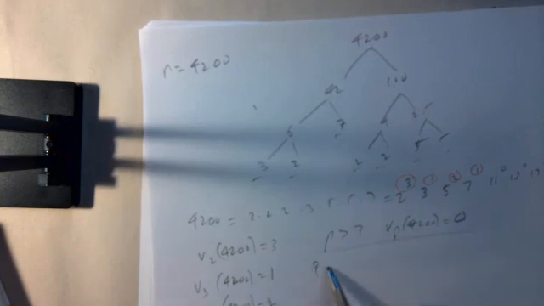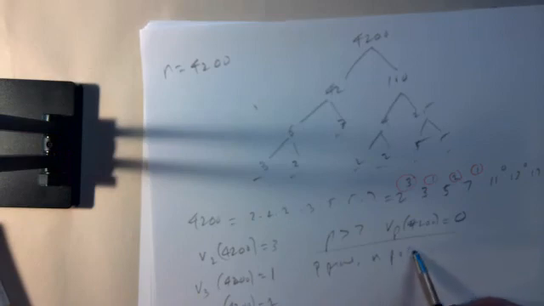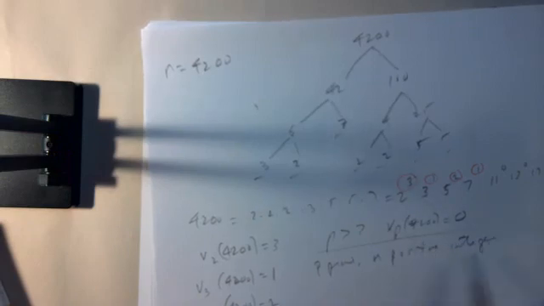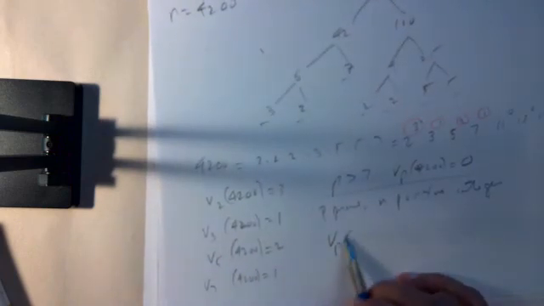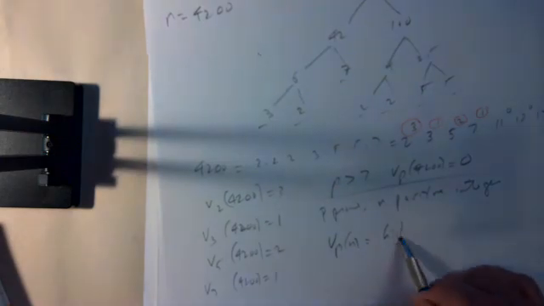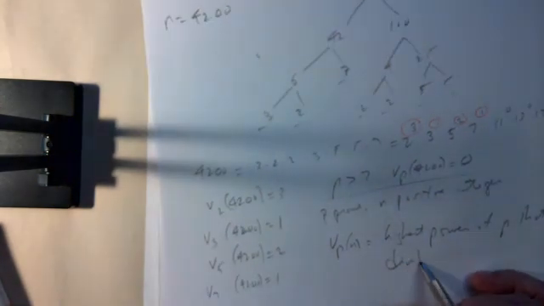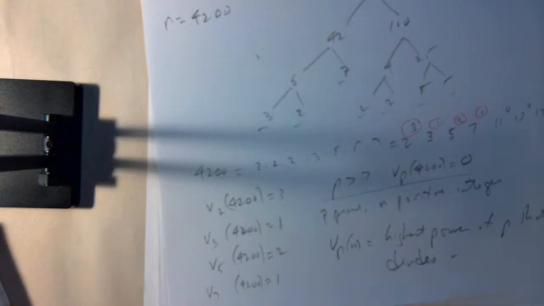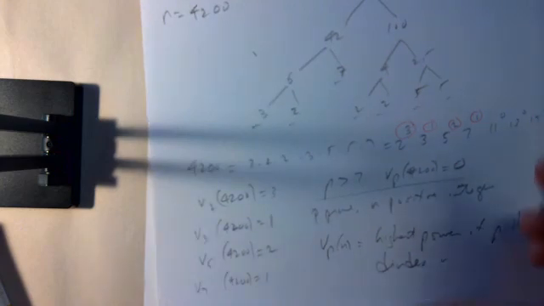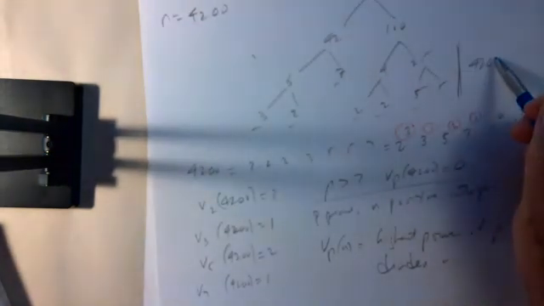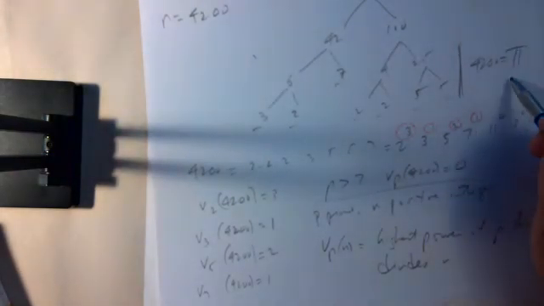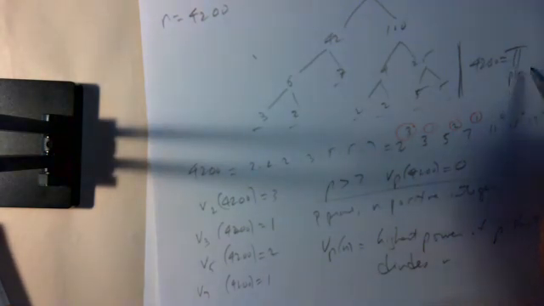So in general, for P prime and N a positive integer, VP of N is the highest power of P that divides N. So here I can write 4,200 as the product, that's what this capital pi means, of all the primes P dividing 4,200 of P to the VP of 4,200.